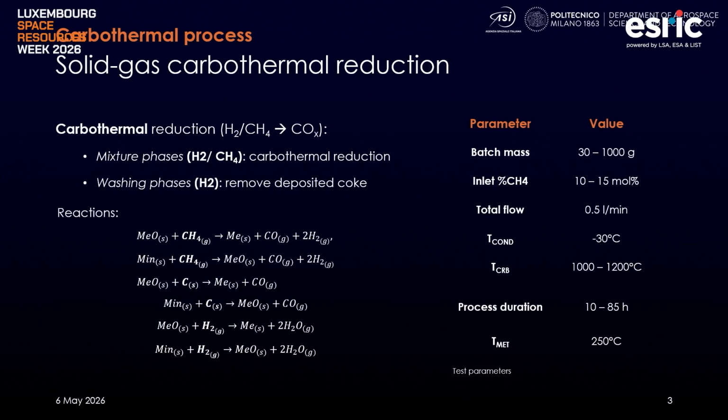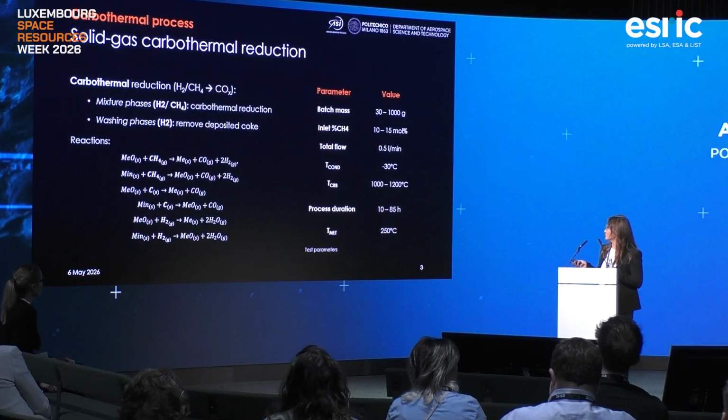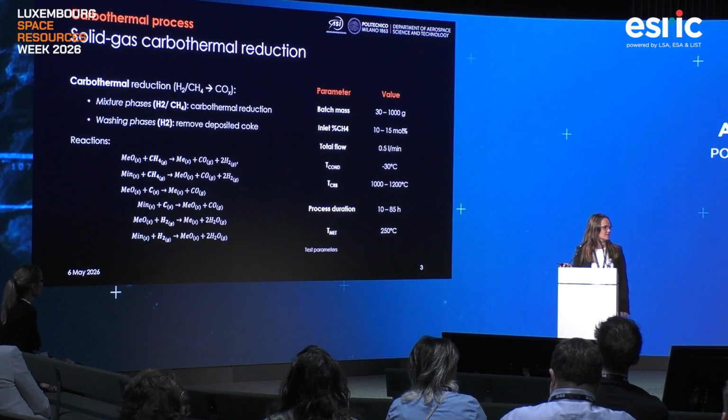So the original demonstration was done with 1 kilogram of regolith, and for the lunar demonstration, we aim to work with 50 grams. We have a fixed total flow of hydrogen and methane, and we can vary the inlet fraction of methane. And we tested the process up to 18.5 hours, but for the lunar demonstration, we aim to work within a 10 hour long process.